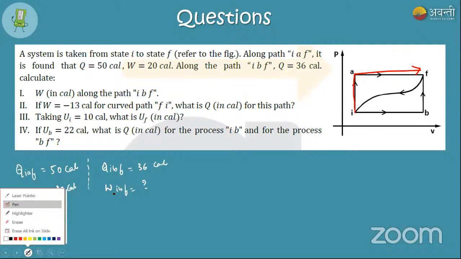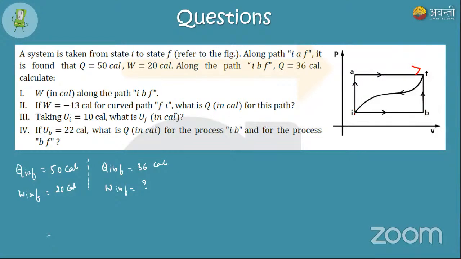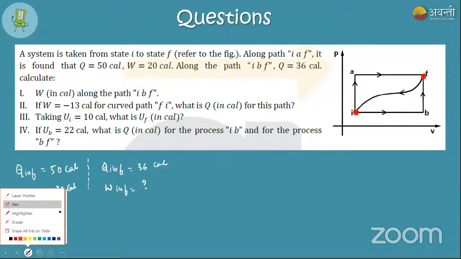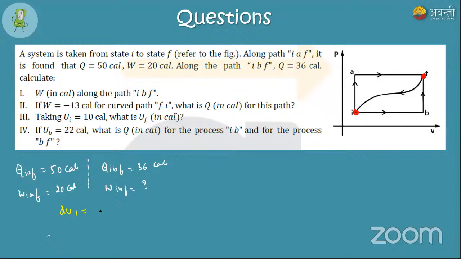You should notice one thing: even if you go along path A or along path B, it doesn't matter, because for path A the initial and final points are the same, and for path B also the initial and final points are the same. If the initial and final points are the same, U is exactly equal. That's correct, Aditya. So U is the same for both of them, and you can write that dU1 is equal to dU2 because the initial points are equal to the final points.